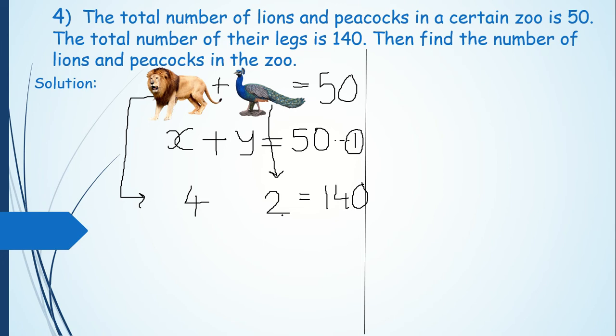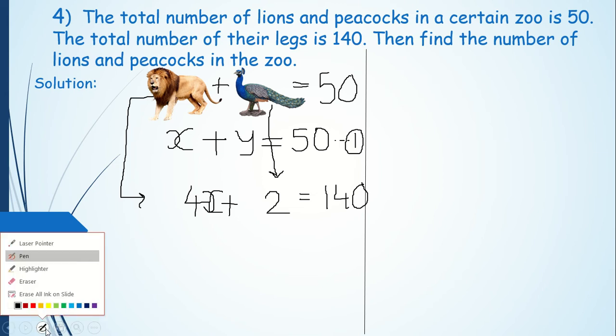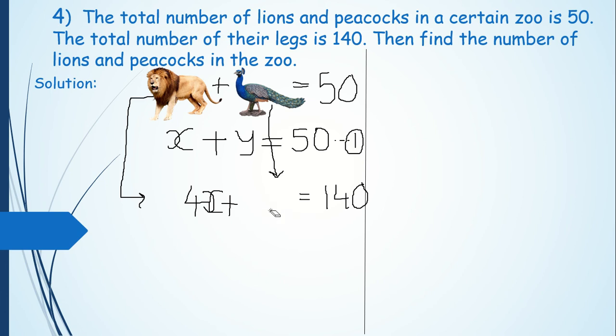Now each lion has got 4 legs, and we have assumed that there are x lions. So the total number of lion legs is going to be 4x, right? Suppose one lion has 4 legs, then 2 lions will have 8 legs. Simple logic, right? Plus 2 peacocks, so 2y legs. So this is the second equation we got. First equation, x plus y is equal to 50. Second equation, 4x plus 2y is equal to 140.